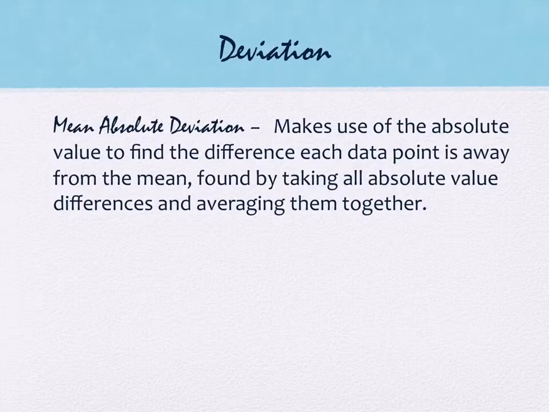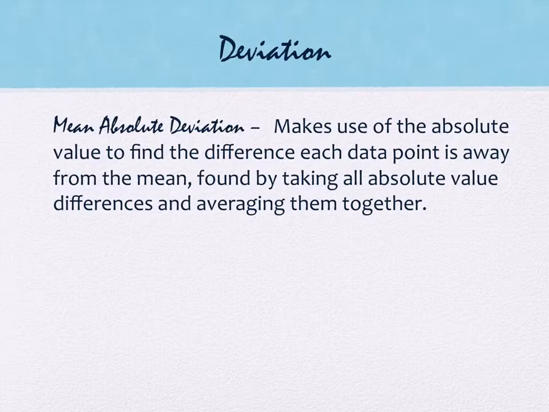This makes use of absolute values to find the difference that each data point is away from the mean. It's found by taking absolute value differences and averaging them together. Now, when I do this kind of data, I tend to create a chart. It's the easiest way to handle this and to not lose any of my information or get confused. So you're going to see me doing charts, like a number chart, for both this one and the next one. So this is mean absolute deviation. It has to do with absolute values and averaging them.